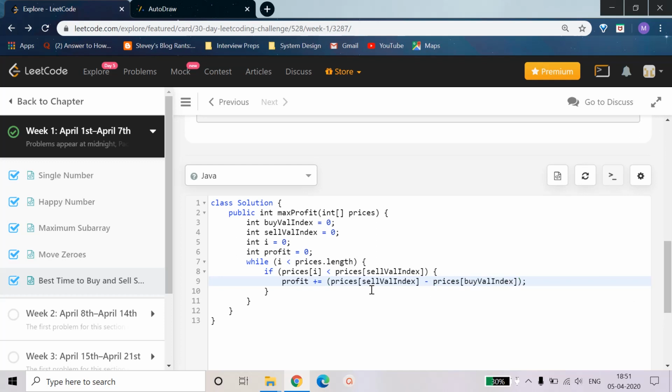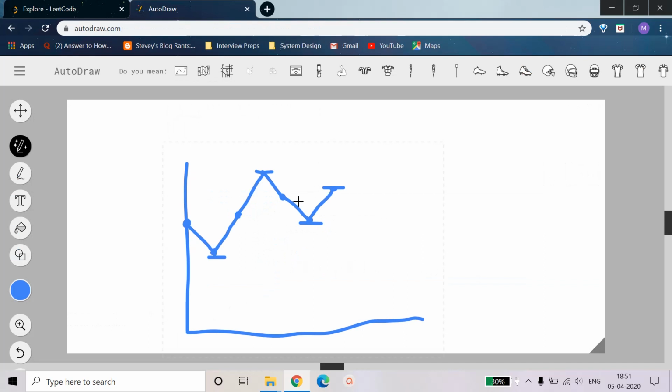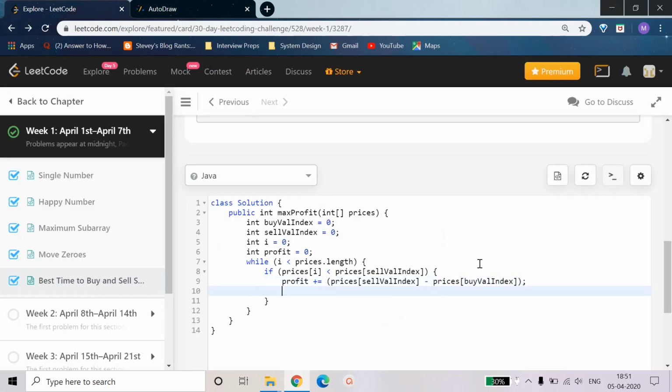Now both the buy and sell value might be pointing to the same index, as if the prices are continuously falling. So like as we saw in this case, if the prices are falling, then you can think of that as booking a profit of 0 and updating our pointer. So we have to update our pointers as well. The sell value index will point to whatever our runner is pointing to, and the buy value index will also point to whatever our runner is pointing to.